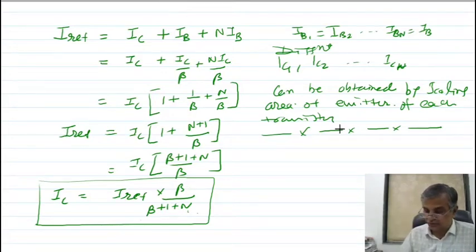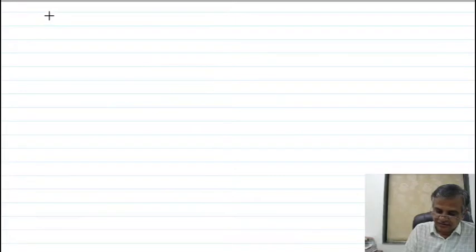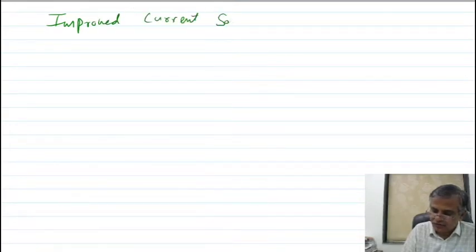This is the end of this topic. Next topic I want to discuss the improved current source circuit. So what does it mean, improved current source circuit?